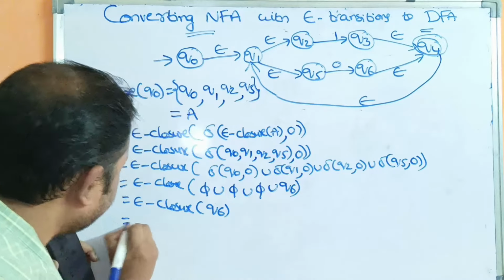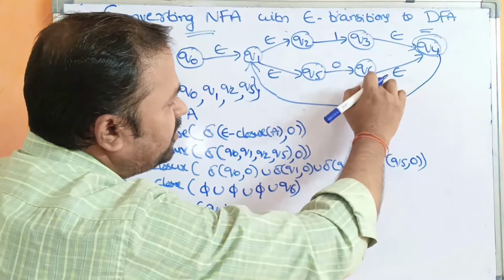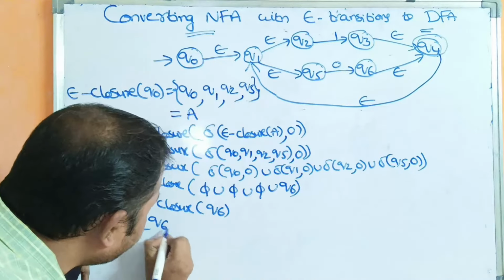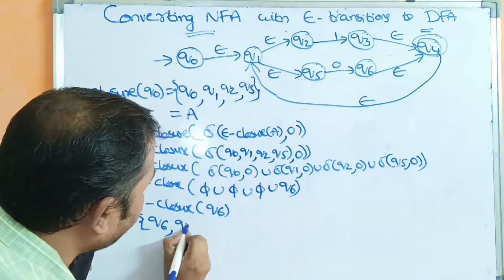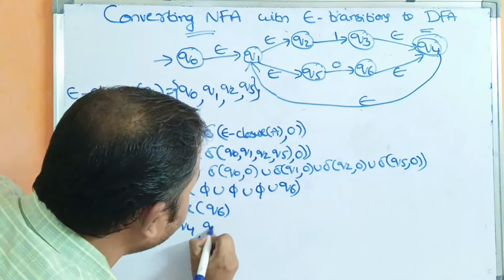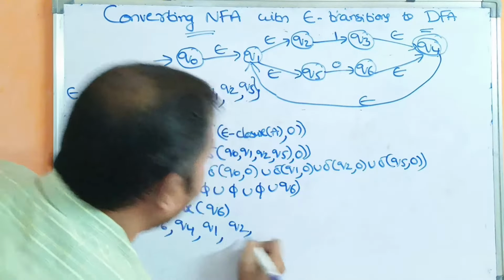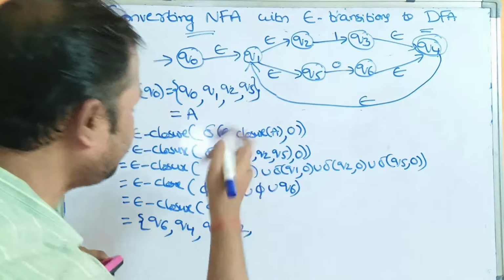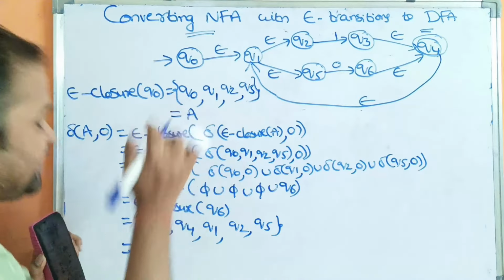Now let us calculate the epsilon closure of Q6. The epsilon closure of Q6 contains that state itself, Q6. By applying epsilon on Q6, we can go to the Q4 state. Next, by applying epsilon on Q4, we can go to the Q1 state. By applying epsilon on Q1, we can go to the Q2 state. From Q2 there is no epsilon transition, so we come back. By applying epsilon on Q1, we can go to the Q5 state. Let us assume the state A is already over.